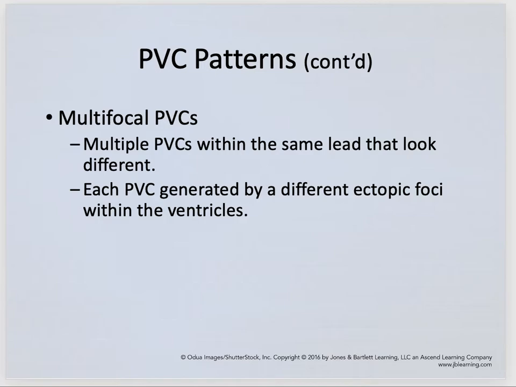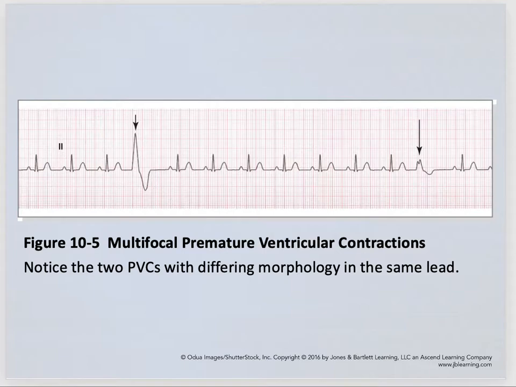So when you look at a multifoci PVC, as I have in this photo with these arrows, this is a PVC, a nice big wide PVC, and over here is another PVC. They're multifoci because they don't look the same. They're coming from a different foci, a different cell, somewhere in the ventricle, somewhere below the AV junction. So simply, this is a multifoci PVC.